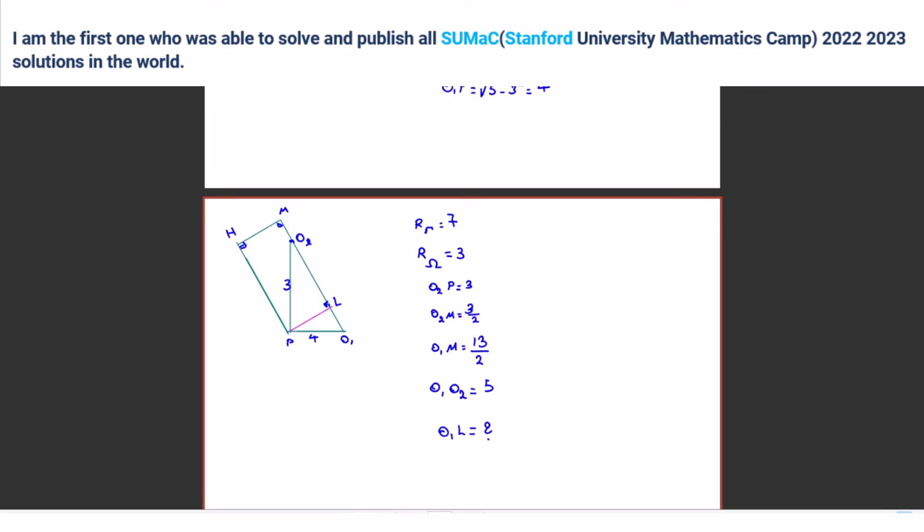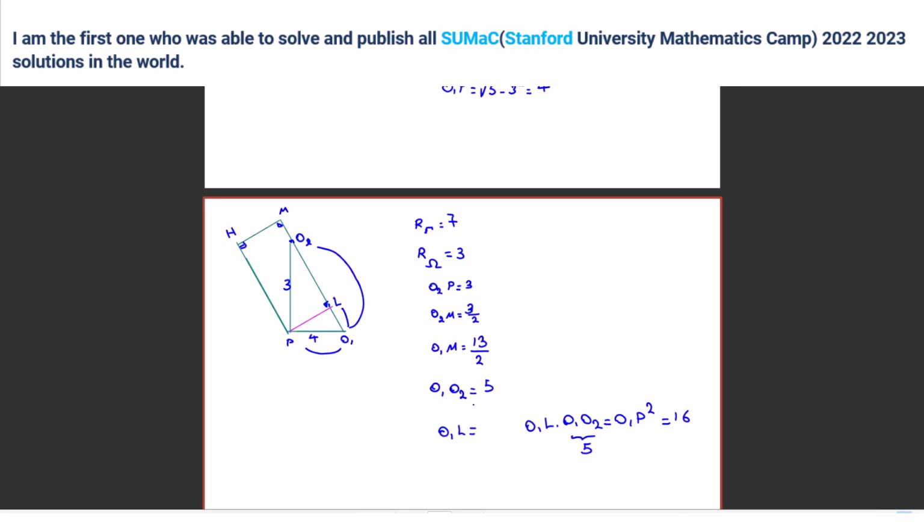Want hint or want to find it on your own? I can find it on my own. Okay, I found O1L. It's 16 over 5. Yes, we know O1L times O1O2 is O1P squared, right? Yeah. Okay. O1L times O1O2 is O1P squared. So it is 16. O1O2 is 5. So it's 16 over 5, right?